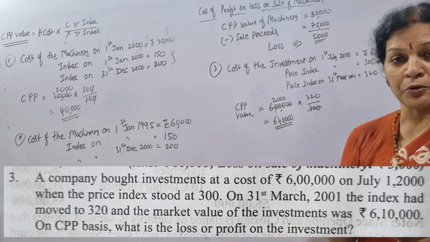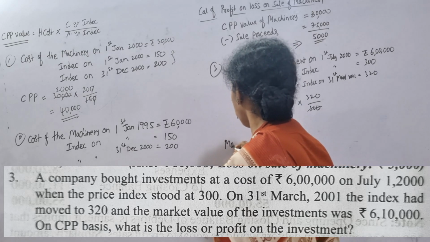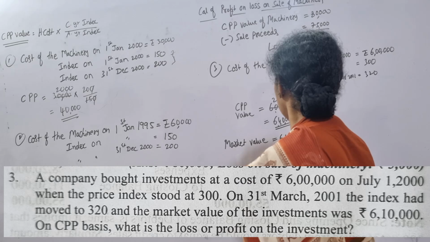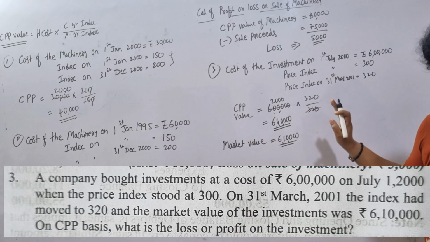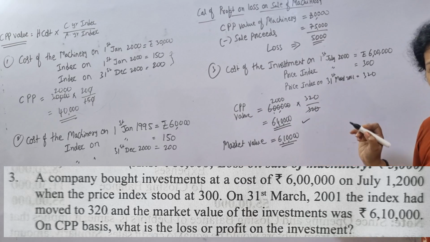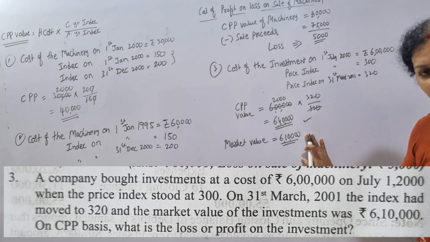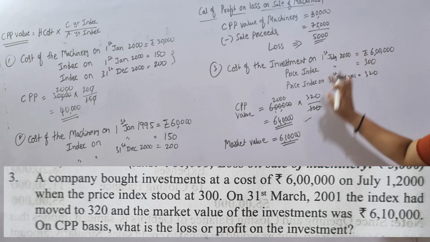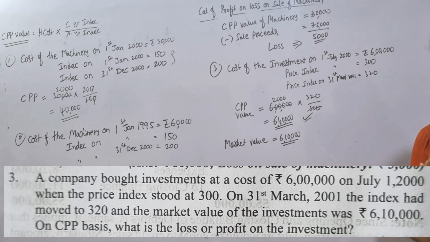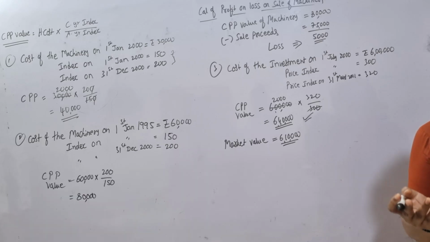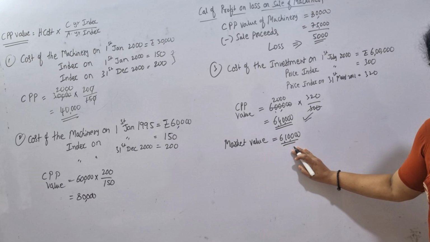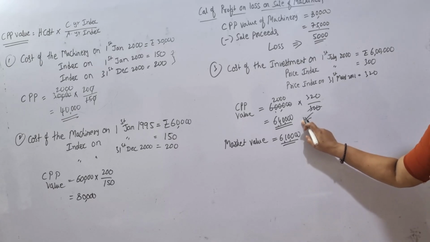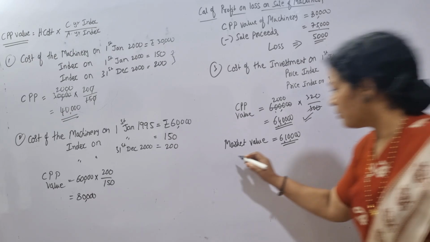Market value of the investment is 6 lakh 10 thousand. If you see, as per the CPP value, the current value is 6,40,000. What is the market value? Market value is 6,10,000 only. As per the index, when we calculated, we got 6,40,000. It must be that much at least. If it is more than that, well and good. But right now, market value is less. Now they are asking whether it's a profit or loss on the investment. This must be the value, but right now the value is lower. It is a loss.